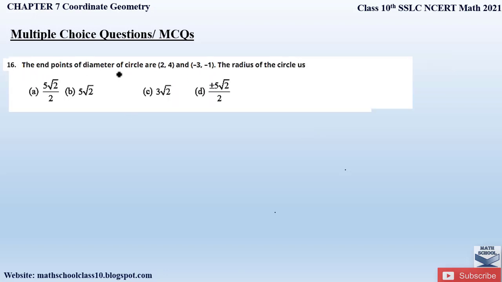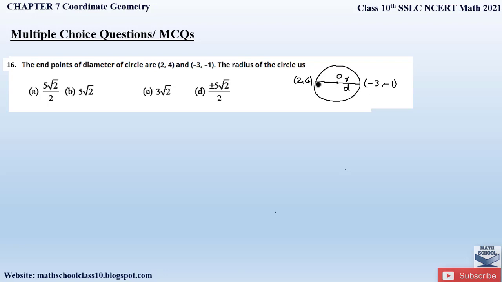Question number 16. The end points of a diameter of a circle are 2, 4 and minus 3, minus 1. The radius of the circle is. So here we have a circle and they have given us the diameter of the circle whose ends are 2, 4 and minus 3, minus 1. So if this is the diameter, what will be the radius? From the center of the circle to one of the points we will have the radius. Since the diameter is given, the center point of the circle we have to find out. After finding out the center O, we will find out the length of the radius R.